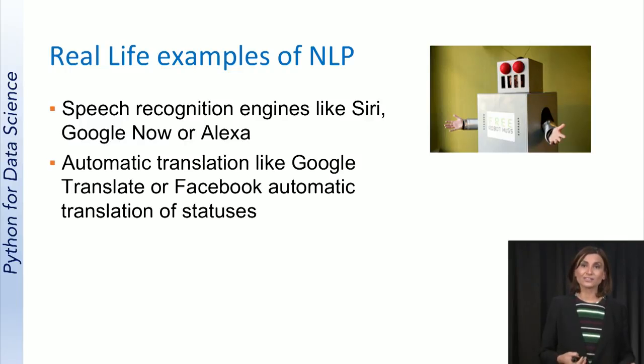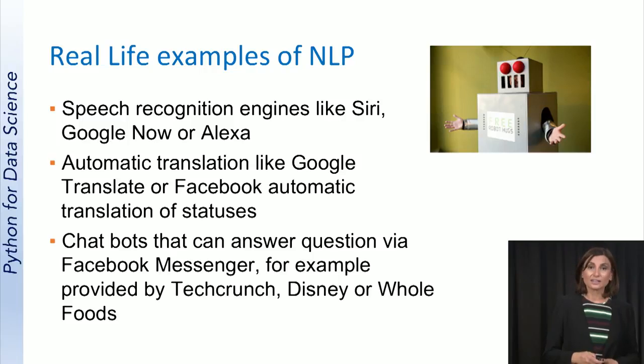Similarly, automatic translators like Google Translate or Facebook automatic translation of statuses use NLP using some recent, very effective neural network-based techniques that take not only words and phrases into account, but also the context by looking at the words surrounding the text they are translating. Chatbots that can answer questions via Facebook Messenger are another example of NLP. They use NLP engines to process the questions, often simply categorize them, and match them to existing answers to your question.